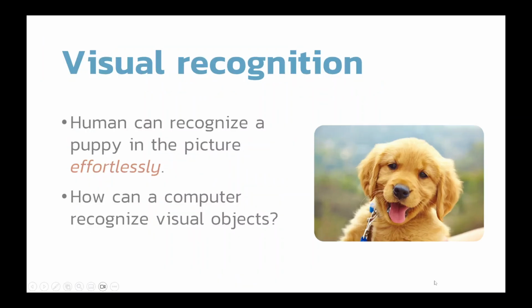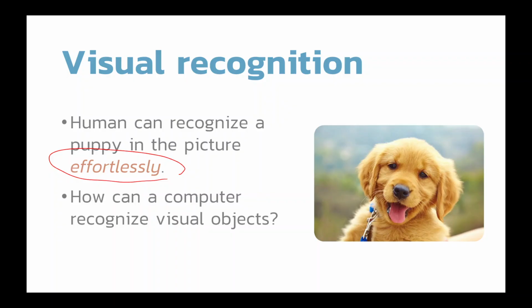All right. So to start with CNN, it's something that's quite closely related to how we see things. Okay, so visual recognition. We can see this picture and we say that this is a dog, effortlessly, right? How do we do this?